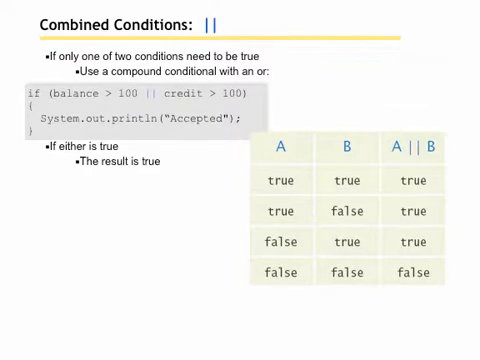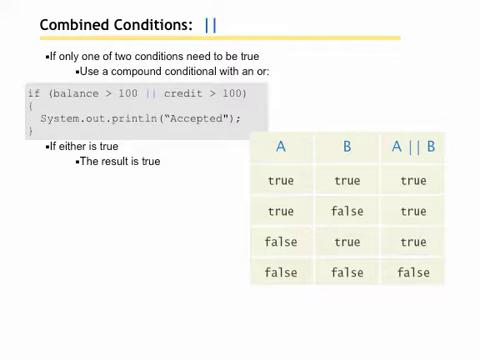Let's take a look at a truth table for the OR expression. Let's assume that A represents the Boolean expression balance greater than 100, and B represents the Boolean expression credit greater than 100. They can both be true. A can be true and B can be false. A can be false, balance could be less than or equal to 100, and B could be true, credit greater than 100, or they could both be false.